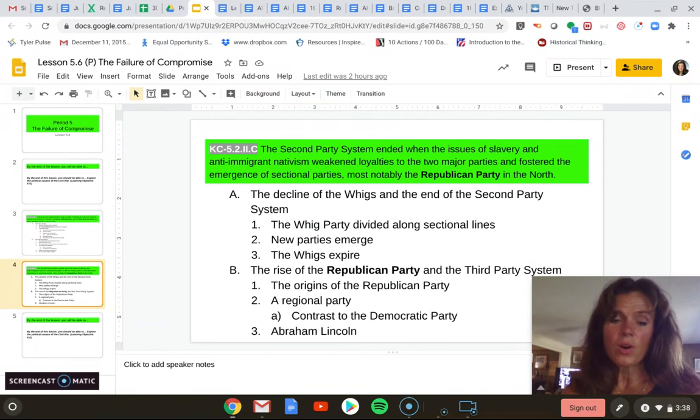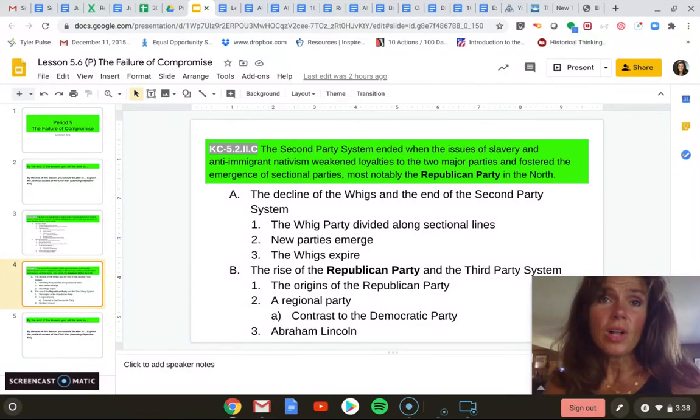Their platform appeals to Northern voters. Their platform is simple: free soil in the territories, and they are nativist and anti-Catholic. So they appeal to a broad spectrum of Northerners. The Republicans also promise not to touch slavery where it currently exists. However, it becomes a regional party because the Southerners simply don't trust that the Republicans will leave slavery alone.